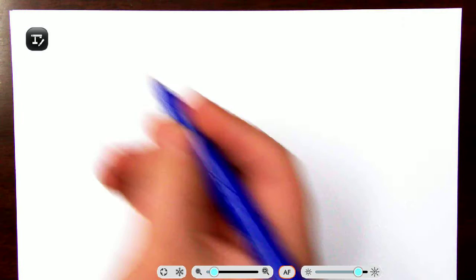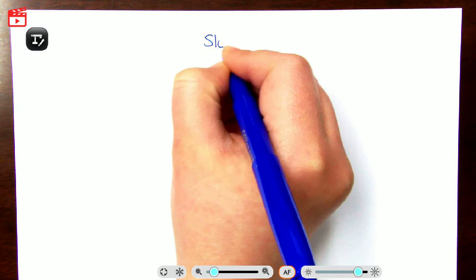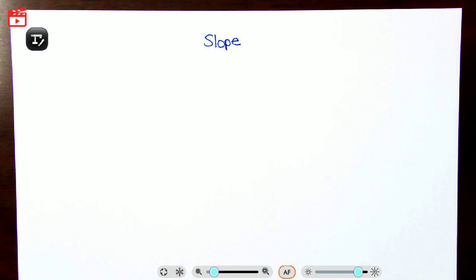This is our notes for foundational math. We're going to be talking about everything slope and introduction to graphing lines. So let's go ahead and get started. The first thing I want to review is slope. I'm just going to write that here. Now, there are different types of identifying the slope.